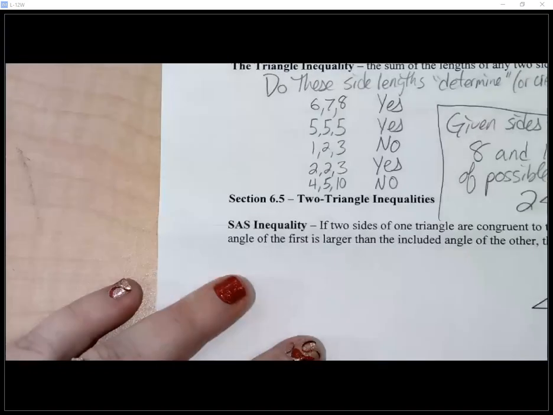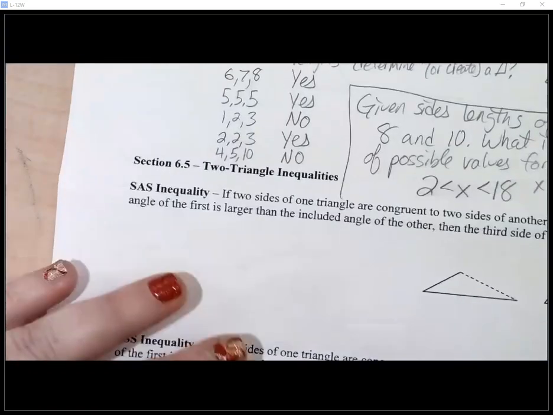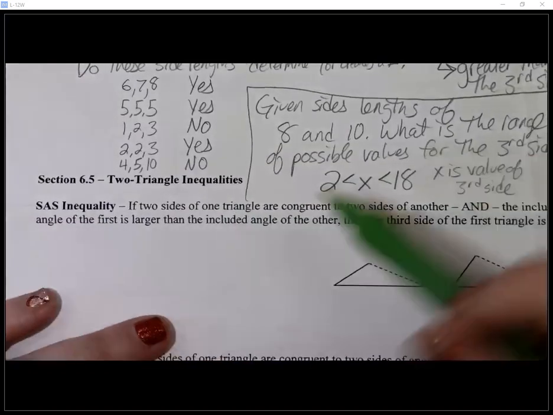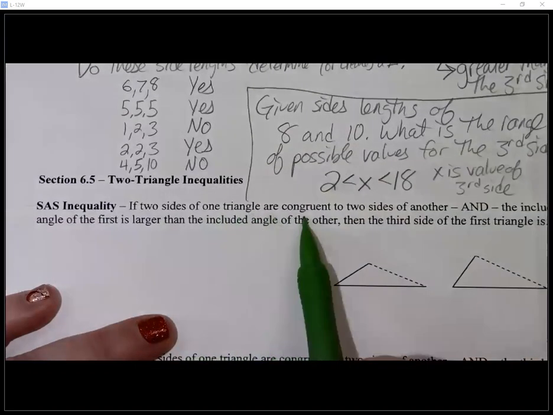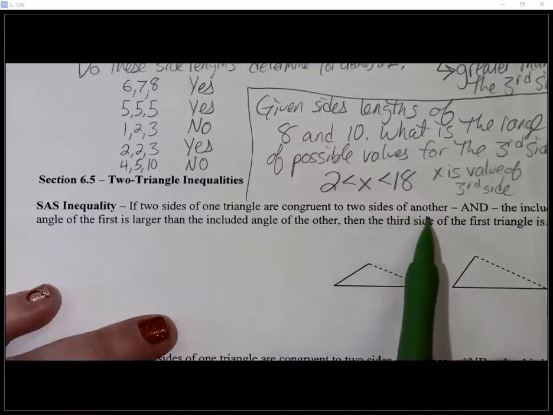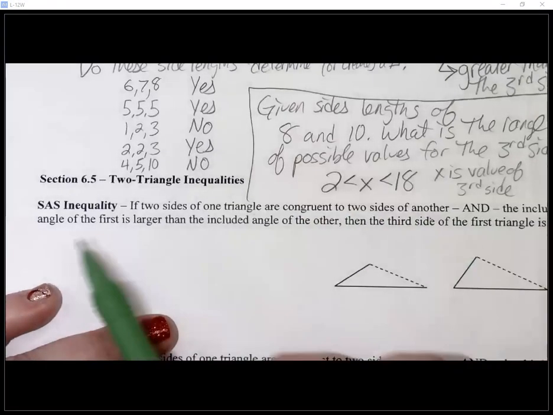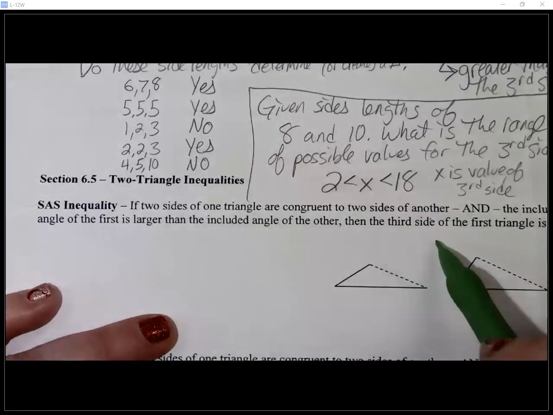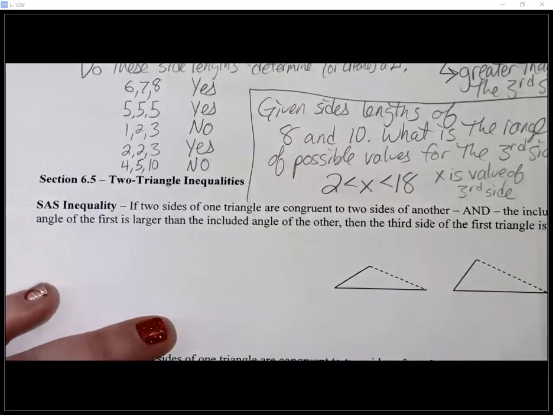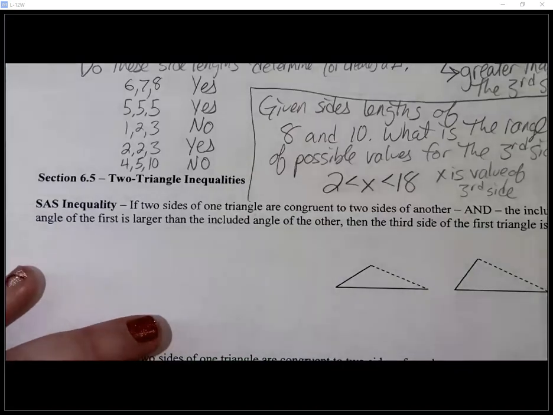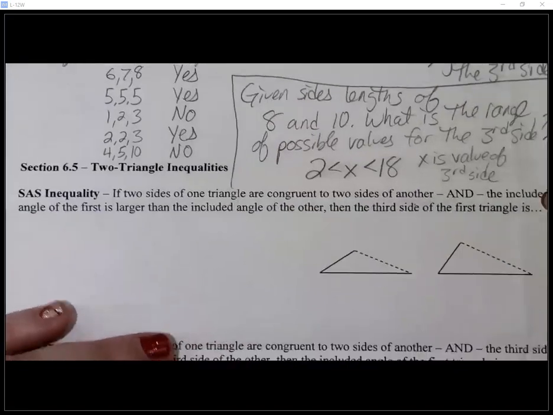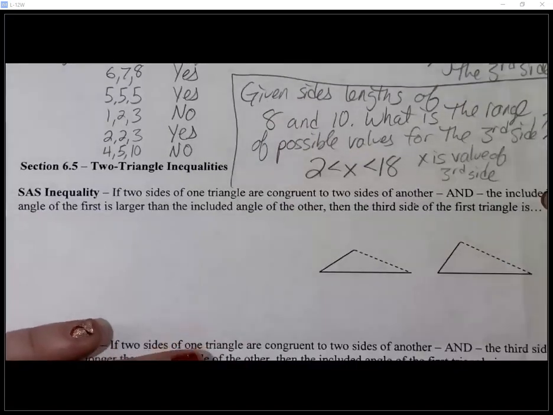SAS inequality. So this states, if two sides of one triangle are congruent to two sides of another, and the included angle of the first is larger than the included angle of the other, then the third side of the first triangle is, what do you think? Do you not know what they're talking about? No. Let's draw it in the picture, okay?